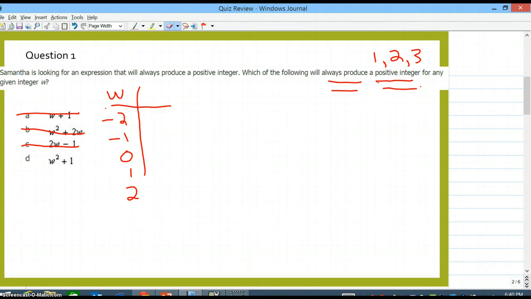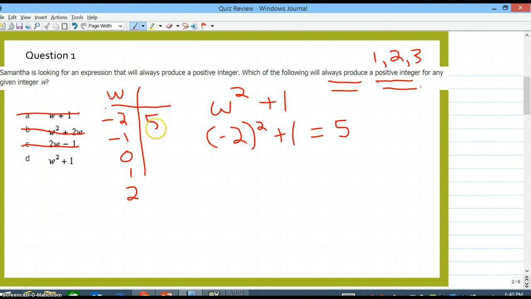And just by looking at this, I can already tell that D is going to be my answer. But it never hurts to look at it. So I have W squared plus 1. And I'm plugging in negative 2 for my W. And I can do this in my head or I can put it in my calculator. This, if I put it in my calculator, will give me 5.